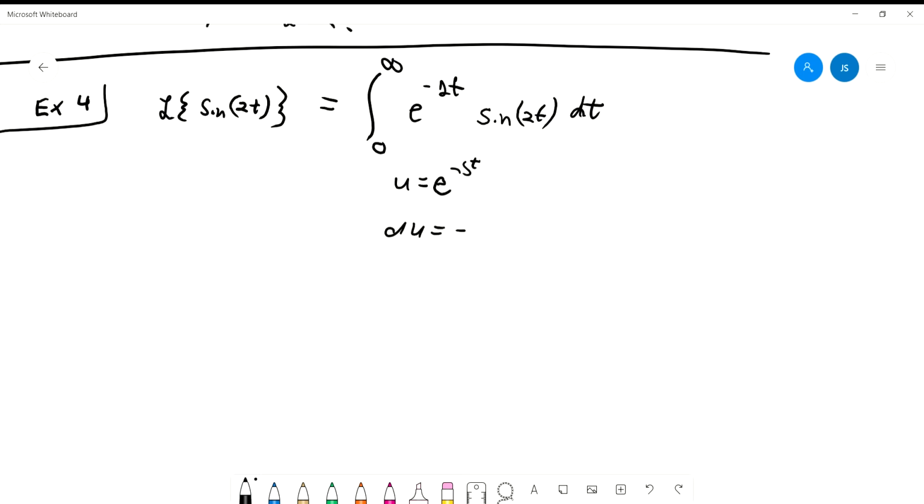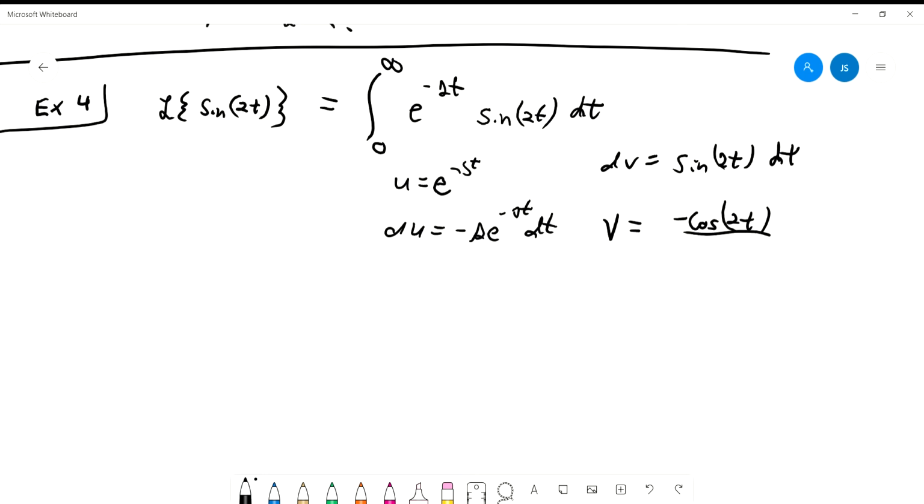du will just be minus s times e to the minus st dt. dv will be sine of 2t dt, and v will be minus cosine 2t over 2. And so now this whole thing, I'll just write L, is equal to uv, so that's going to be minus e to the minus st times cosine 2t over 2.